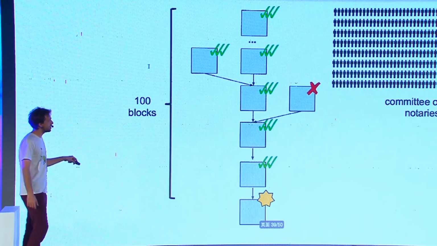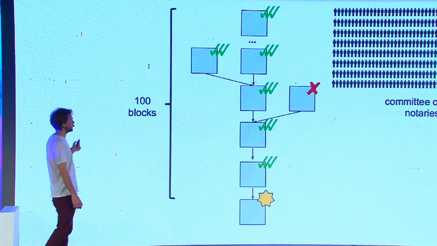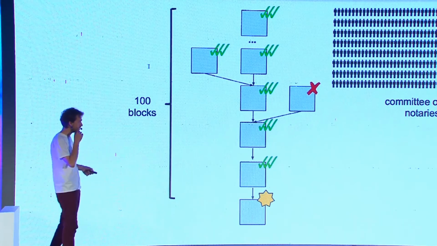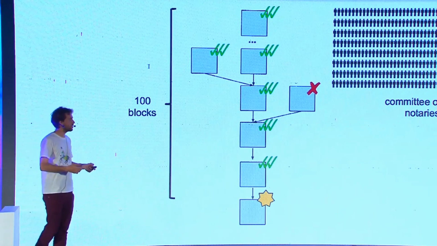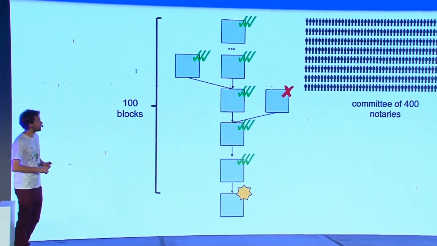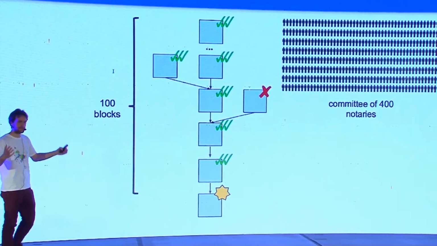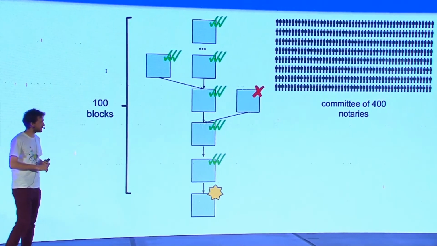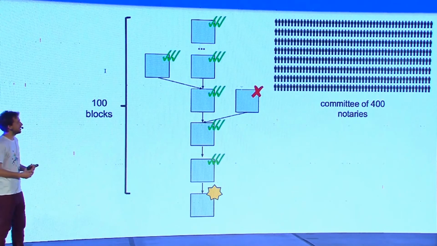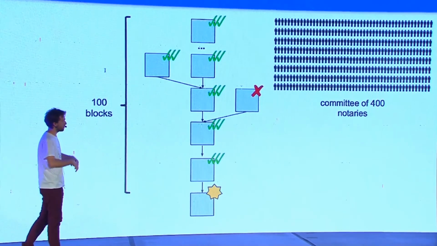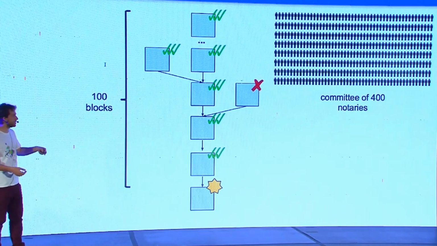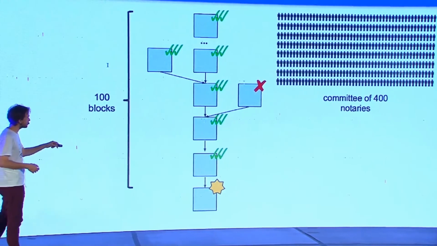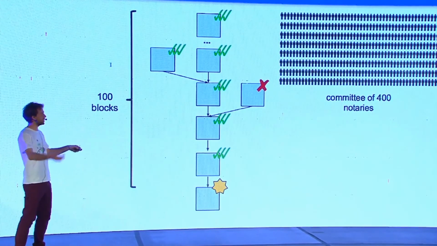And notarization, unlike the previous attestations, is done by a much bigger committee of 400 notaries. And 400 is actually not a totally random number. If you assume that the set of validators is 2/3 honest, so 66% of the validators are honest, then 400 is the size of committee for which, with very high probability, at least half of these notaries are honest. And so every 100 blocks, you want to create a new checkpoint.